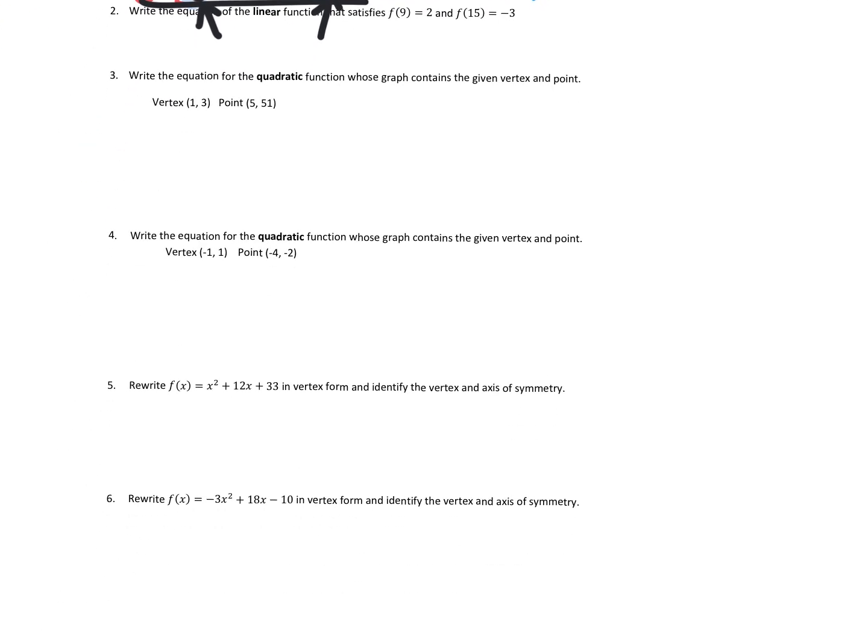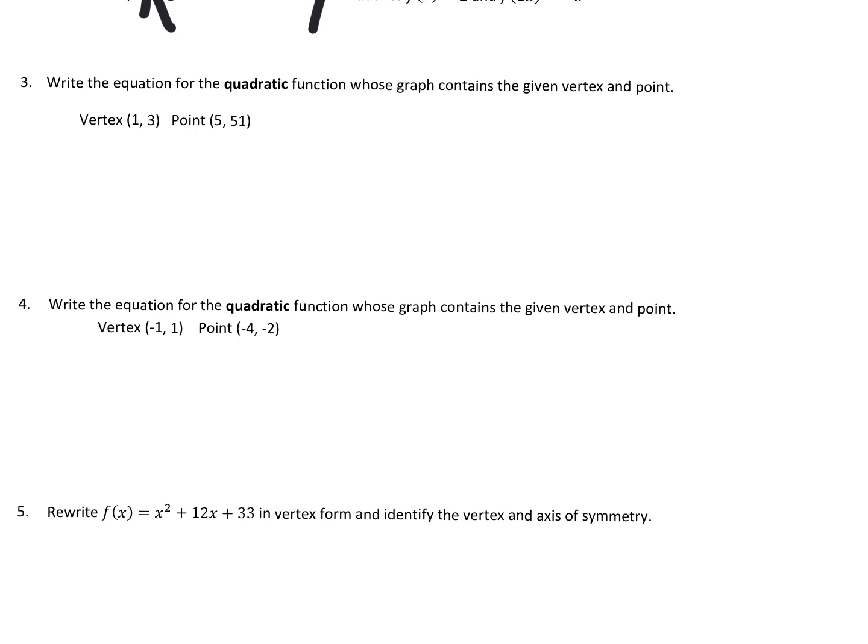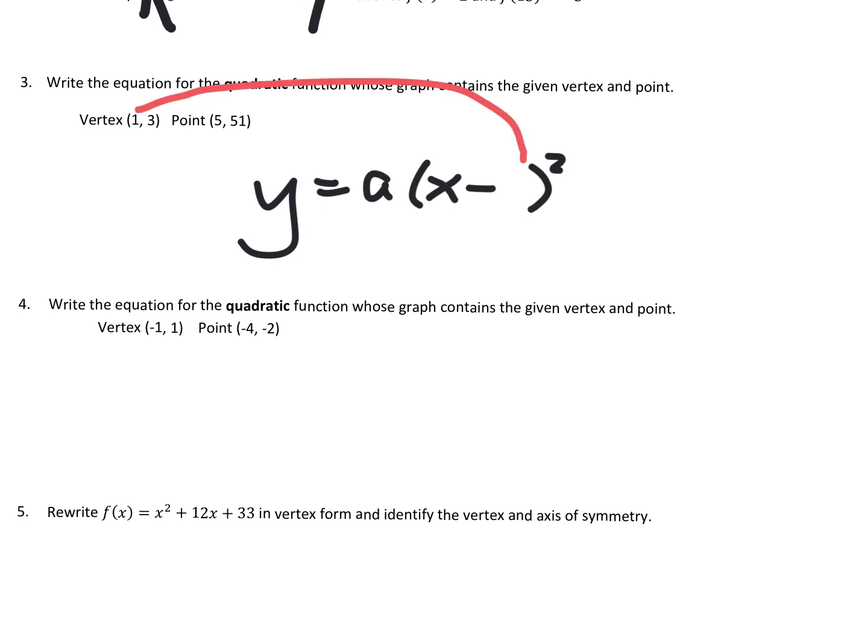What about the quadratic kind? Take some notes on this. This is your form for a quadratic where you know the vertex. And this goes right there. And that goes at the end.